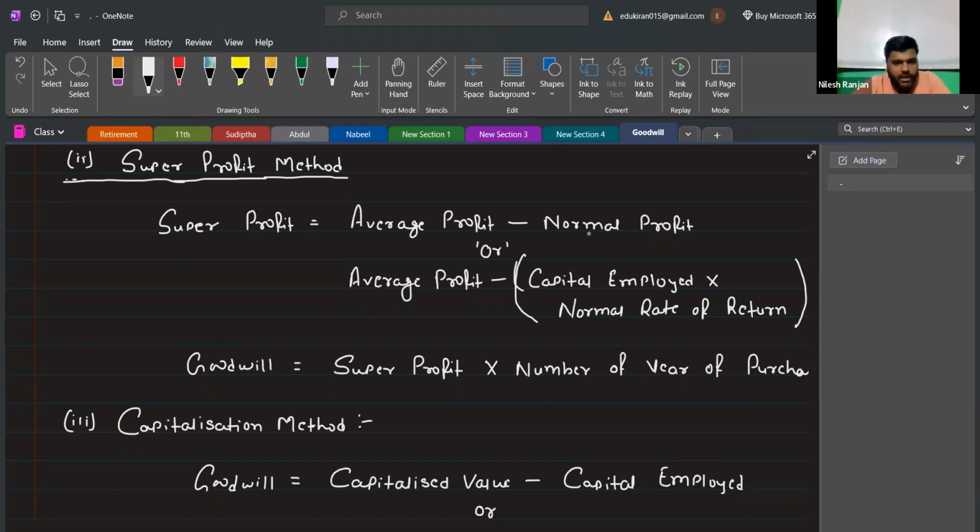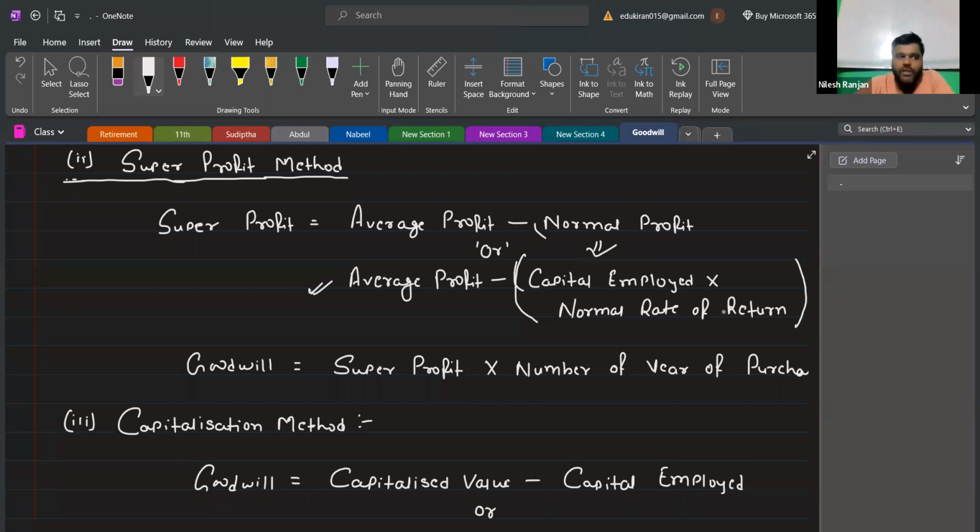I have written the same formula in detail here. Average profit, that is calculated by simple average or weighted average, minus normal profit. How to calculate normal profit? It is capital employed into normal rate of return.